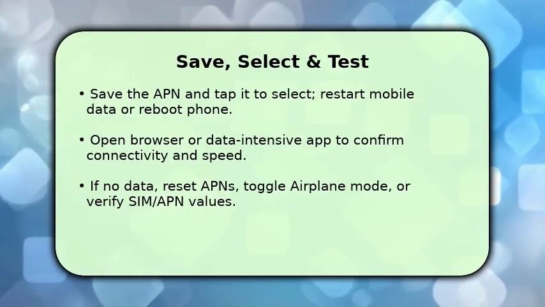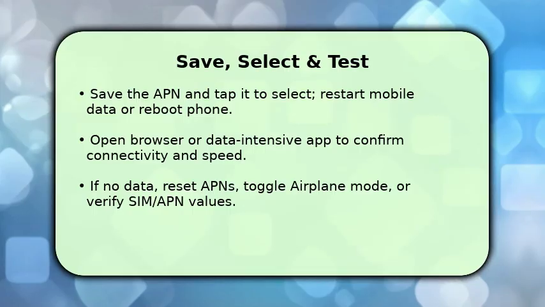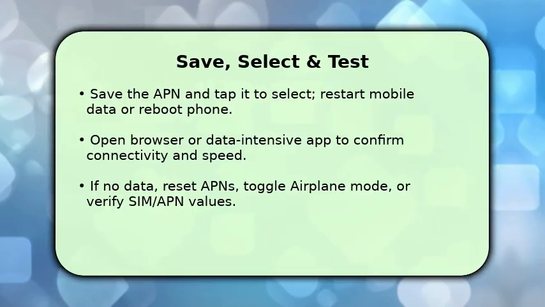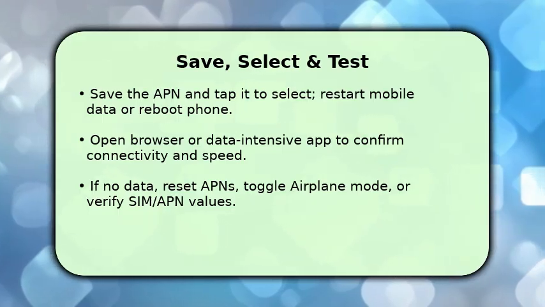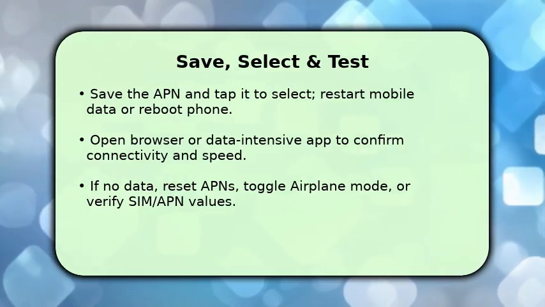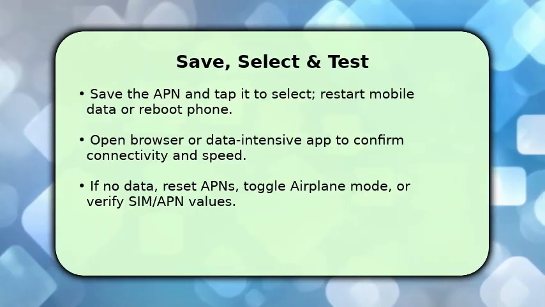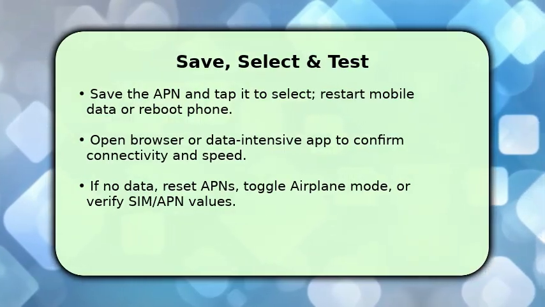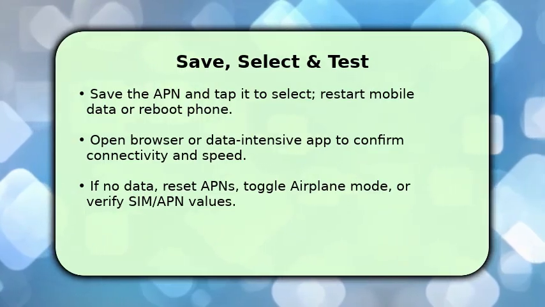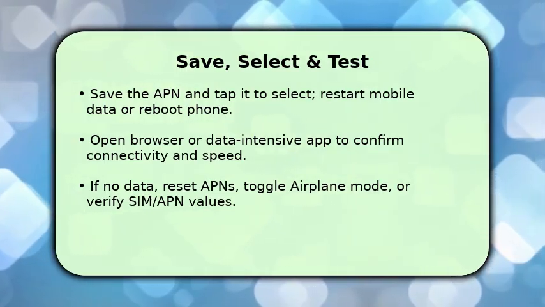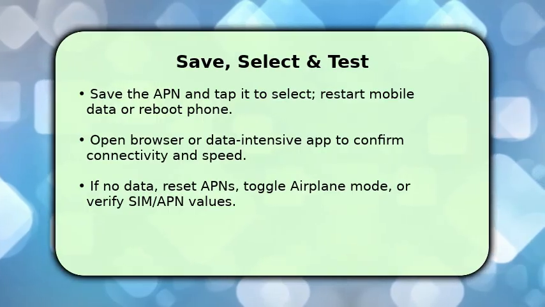After reboot, open a browser or a data-intensive app to confirm you have internet access and acceptable speed. If it fails, reset APNs to defaults, toggle airplane mode for 10 seconds and reselect the profile. If still no data, double-check the APN string and MCC/MNC values, because a single typo often blocks connectivity.